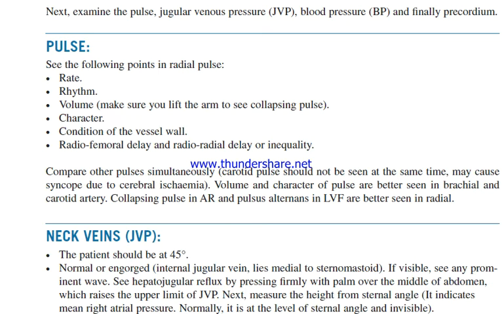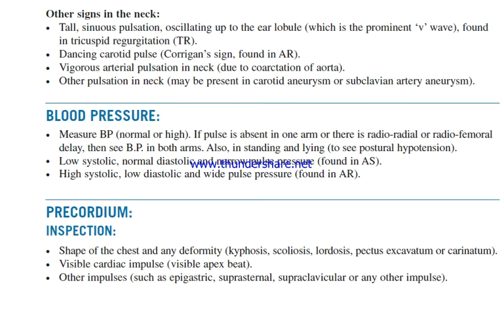Next, measure the height from the sternal angle. It indicates mean right atrial pressure. Normally, it is at the level of the sternal angle and invisible. Now, other signs in the neck: tall sinus pulsation oscillating up to the ear lobule, which is the prominent V wave found in tricuspid regurgitation (TR).